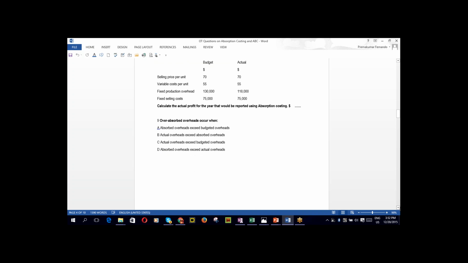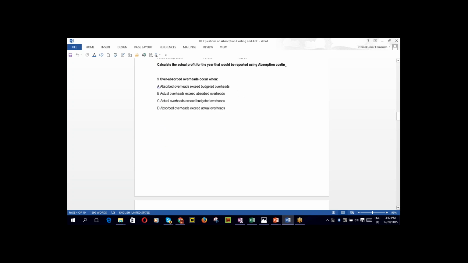Okay. The ninth question is the same as what we did earlier, the overhead absorption, when actual overhead exceeds the budgeted overhead. So the same question has come up again. But let's look at question number 10.